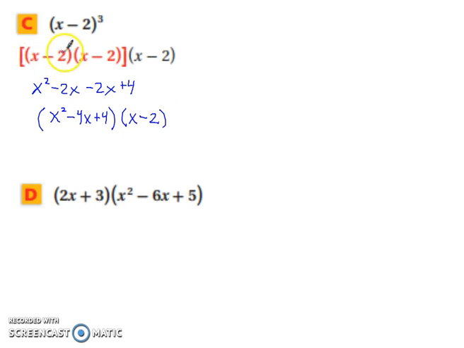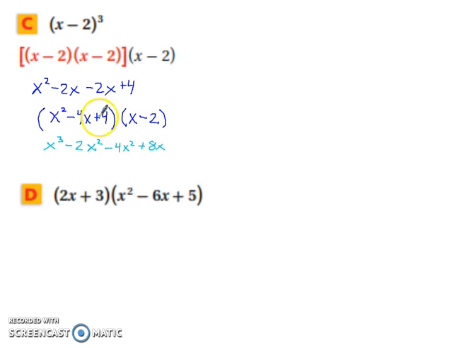So just like you distributed each term in the first binomial to each term in the second, you're going to do the same thing. So each term of the trinomial is going to be distributed amongst each term in your binomial. So now we have x squared times x, which is x to the third. And then we have x squared times negative 2, which is negative 2x squared. Now the next term. So we have negative 4x times x, which gives us negative 4x squared. And negative 4x times negative 2 is plus 8x.